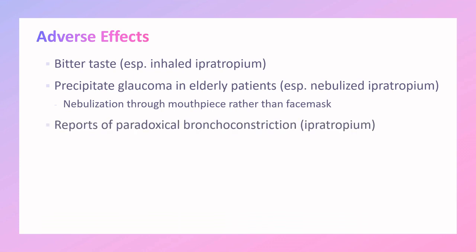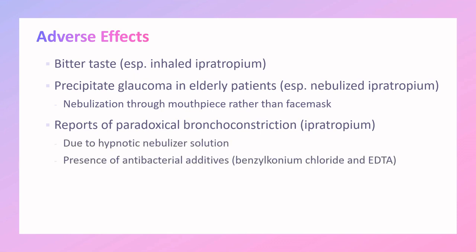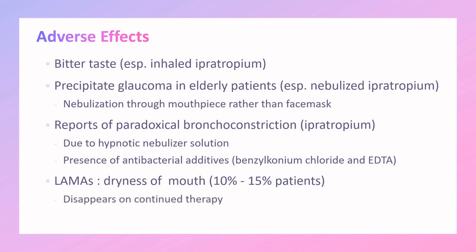There have been reports of paradoxical bronchoconstriction with the use of ipratropium, but this has been found because of the hypotonic nebulizer solution and the presence of antibacterial additives such as benzalkonium chloride and EDTA. Some of the long-acting anticholinergics cause dryness of the mouth. It has been observed in 10 to 15% of patients, but this adverse effect usually disappears on continued therapy.